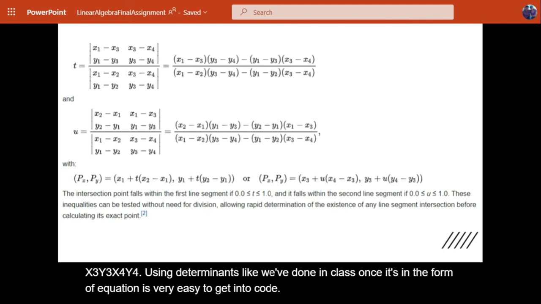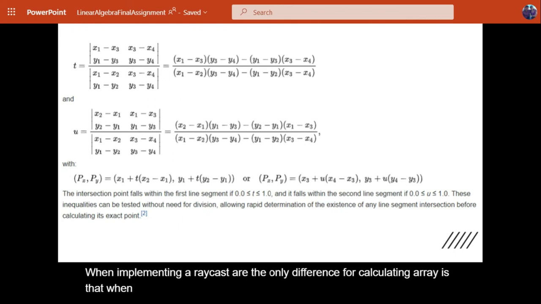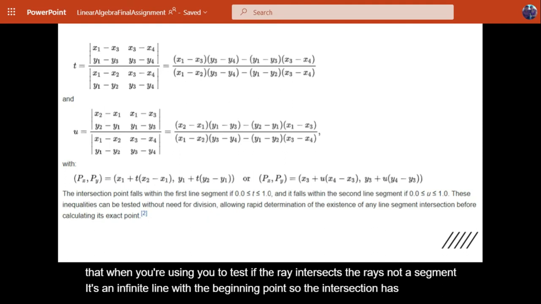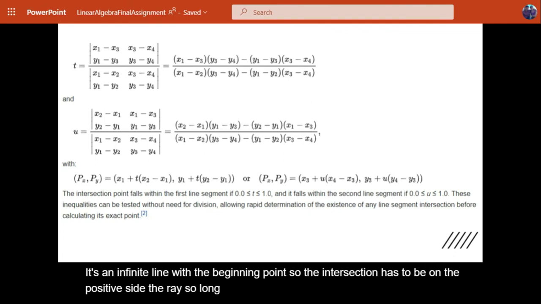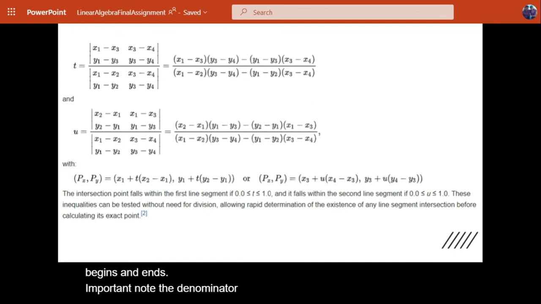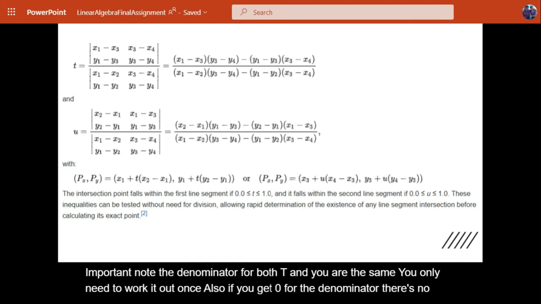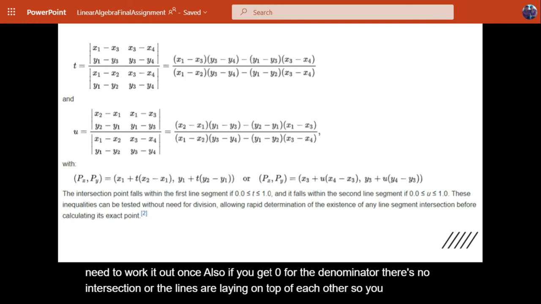When implementing a raycaster, the only difference for calculating a ray is that when you're using u to test if the ray intersects, the ray is not a segment, it's an infinite line with a beginning point. So the intersection has to be on the positive side of the ray. So long as u is greater than 0, we're good, and t has to be between 0 and 1 because it's a segment that begins and ends. Important note, the denominator for both t and u are the same. You only need to work it out once. Also, if you get 0 for the denominator, you know there's no intersection or the lines are lying on top of each other, so you don't need to do anything more.